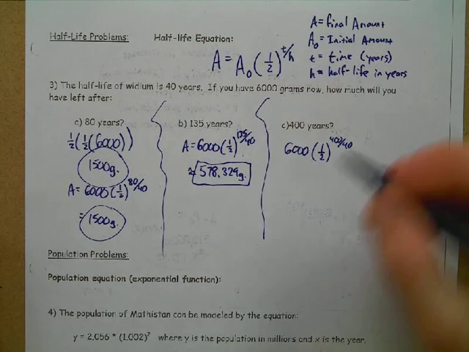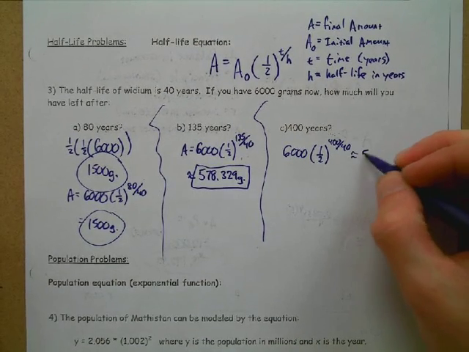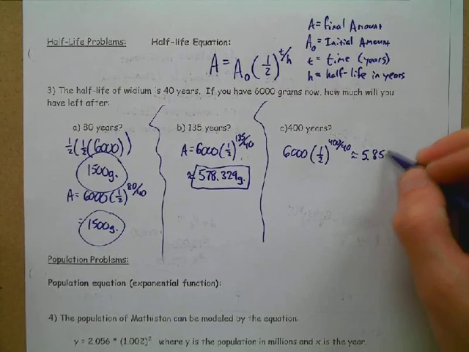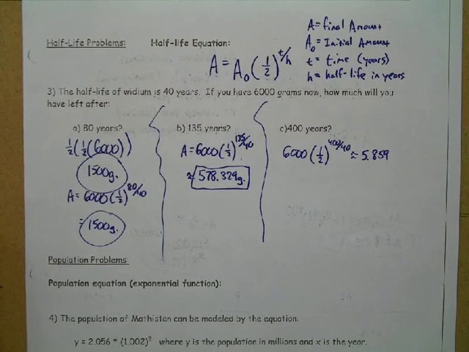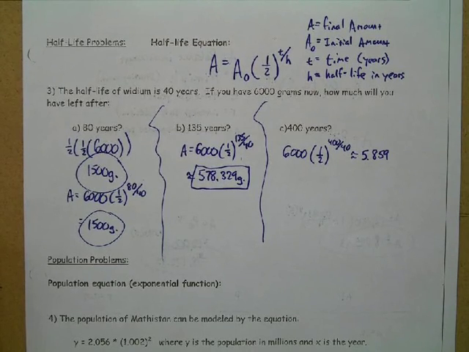Approximately 5.859. Of course, we don't need to use the formula here either, right? Because 400 years is just 10 of those 40-year intervals. And so it's just going to be 6,000 times 1 half, times 1 half, times 1 half, times 1 half, times 1 half, 10 times, right? It's just going to halve itself 10 times.